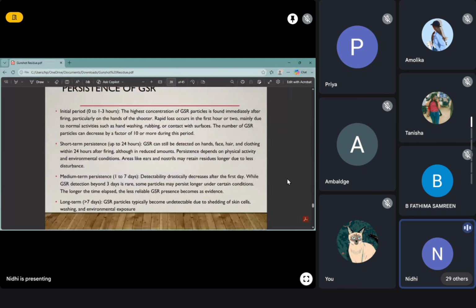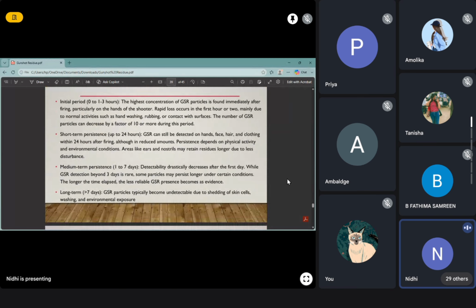Then this is the initial period, which is 0 to 1 to 3 hours. The highest concentration of GSR particles is found immediately after the firing, particularly on the hands of the shooter. Then comes rapid loss. It occurs in the first hour or two, mainly due to normal activities, such as they wash their hands after killing someone. This is very basic, they do wash their hands.